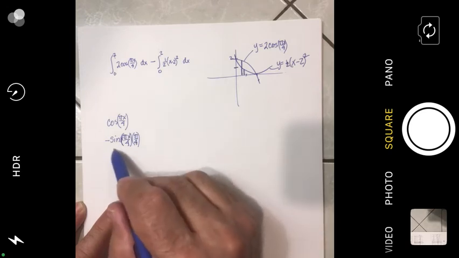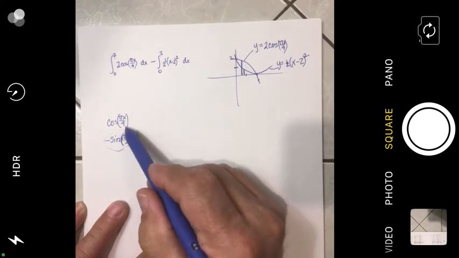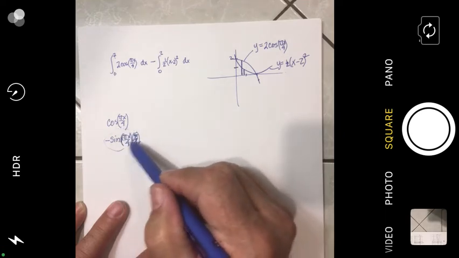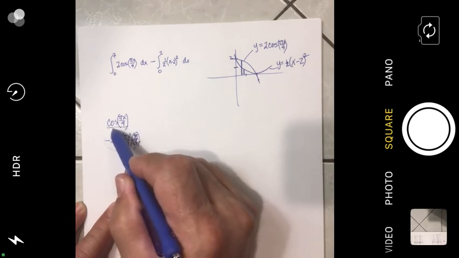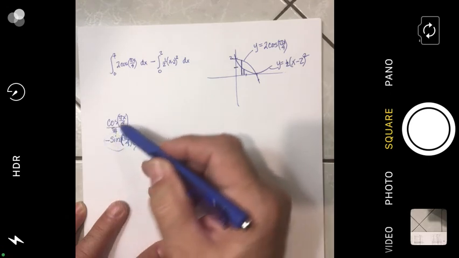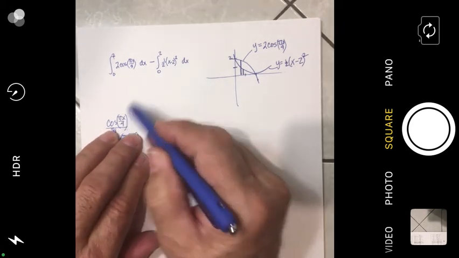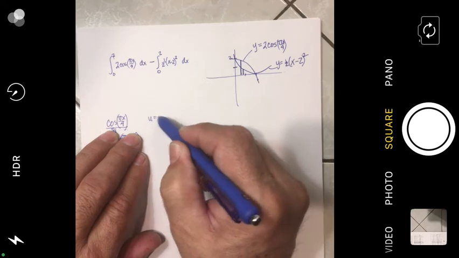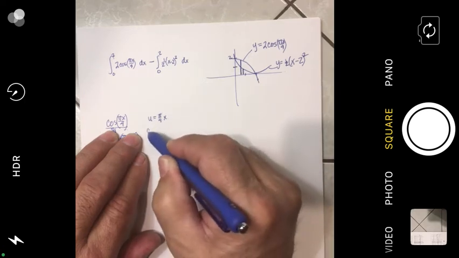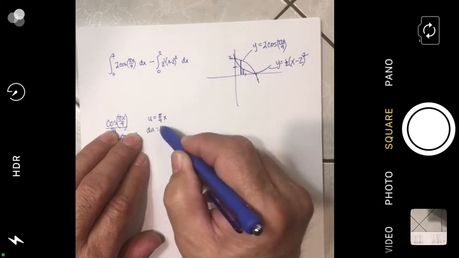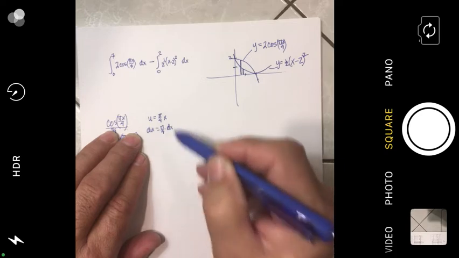If I were taking the antiderivative of this, then I don't have this pi over 4, and so I have to divide out the pi over 4. But let me show you another way to think about this. Do the u substitution. Let u equal pi over 4 x. Then du would equal pi over 4 times dx.